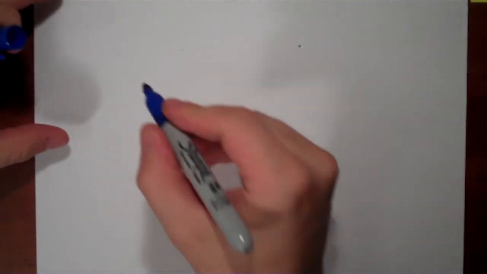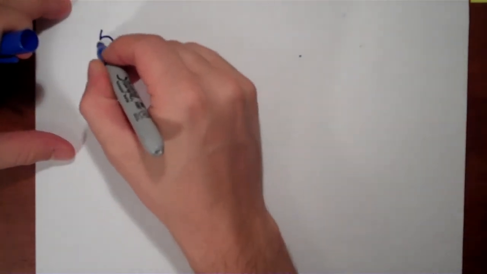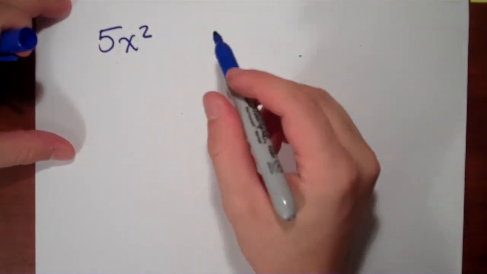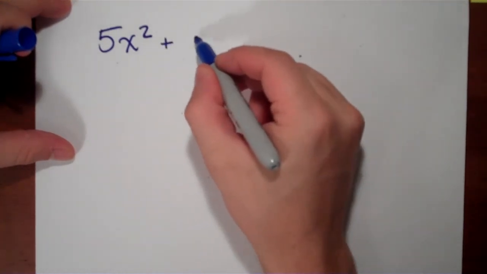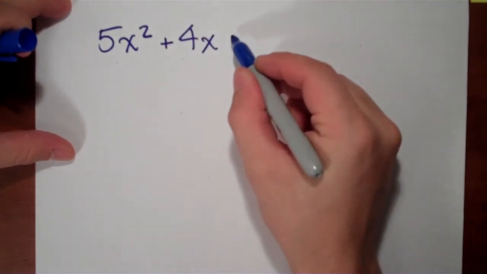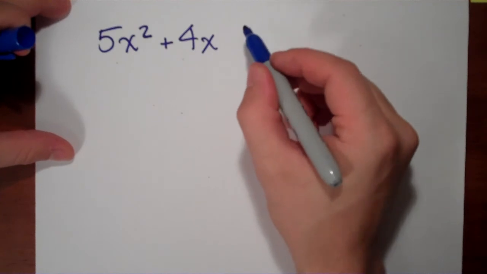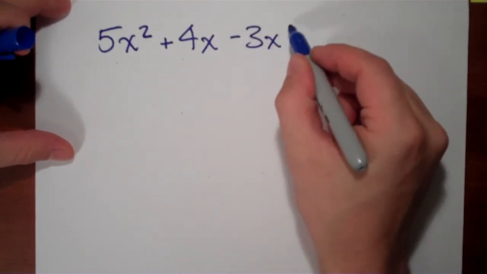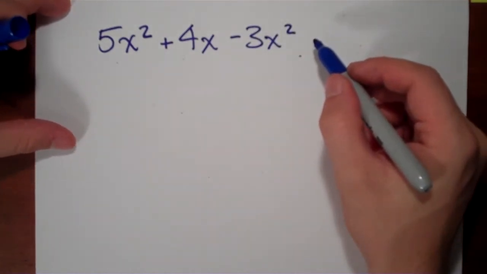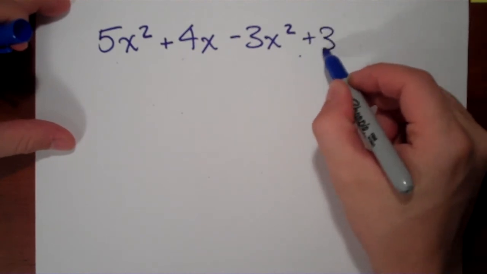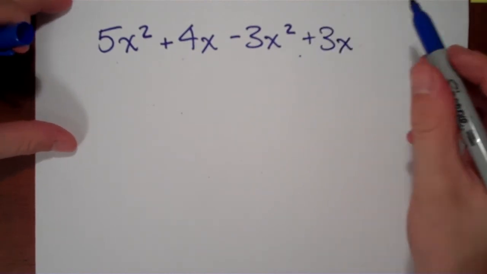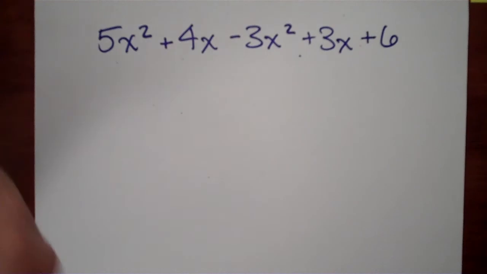One last example. Let's do number 13. We have 5x squared plus 4x minus 3x squared plus 3x plus 6. Good.